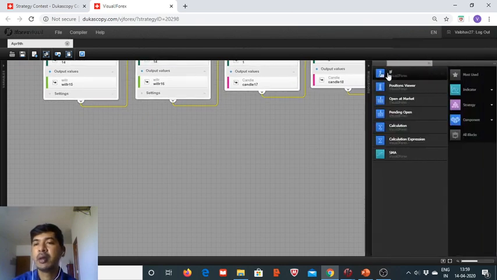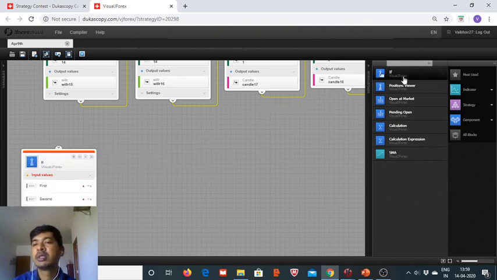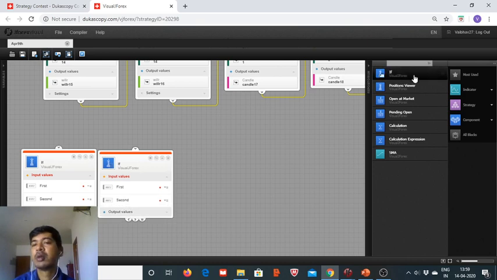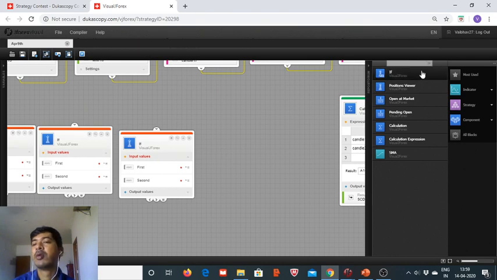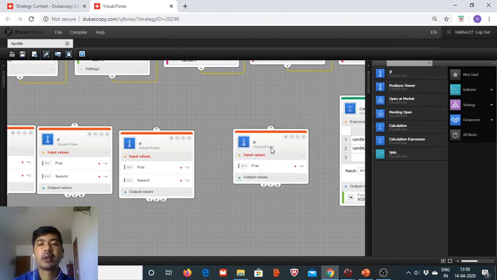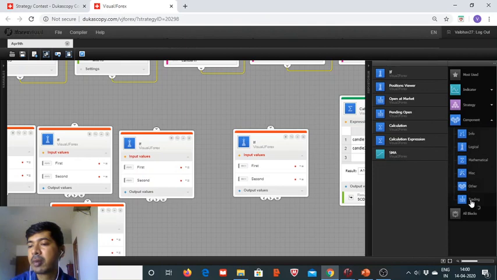We will need a lot of if conditions. We have to check for all the candle opens and the candle close, all 5 historical candles. So let's take 5 blocks first, and the multiple action also is going to be required. We bring in the multiple action as well. It is in logical. Okay, we got it.